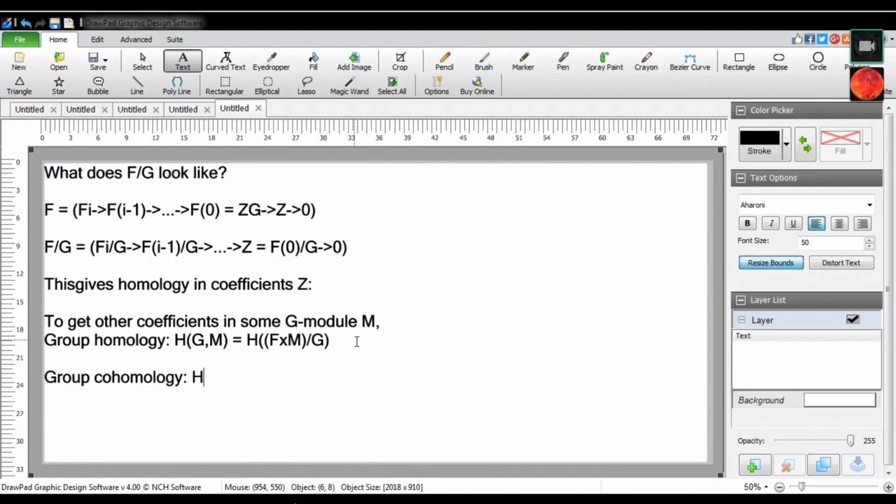I'm just going to write this like this. We need some coefficients M. It's just the cohomology of the chain complex. What do we do here? We take Hom of all G-module homomorphisms from F to M. And this is the same thing that you know from topology. You just take a normal chain complex and you dual it, and then you get the cohomology. This is actually what happens here as well.